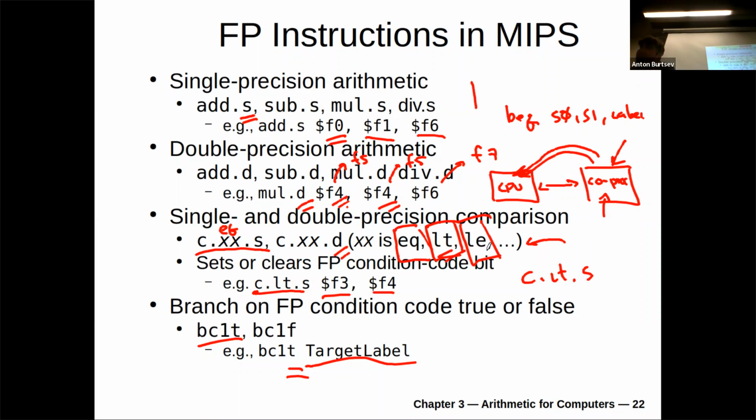Less than or equal. Okay. Yeah, you're right. Less than, less or equal, right? And so instead of enumerating all possibilities, that's just a notation which says XX will be one of those two letters. That's the form the instruction will take. But that's the most important difference.